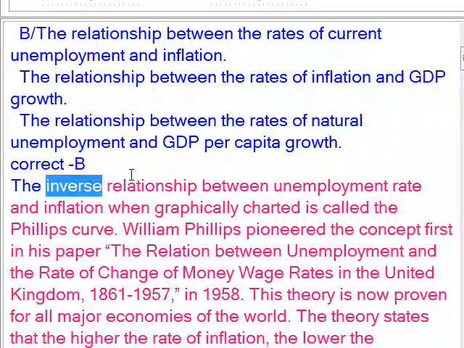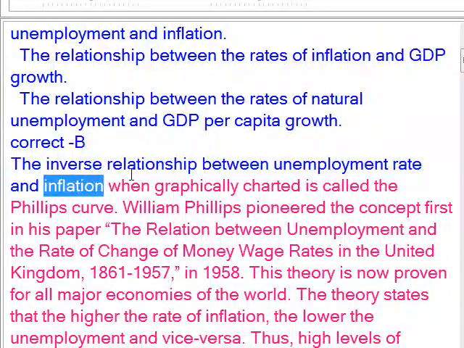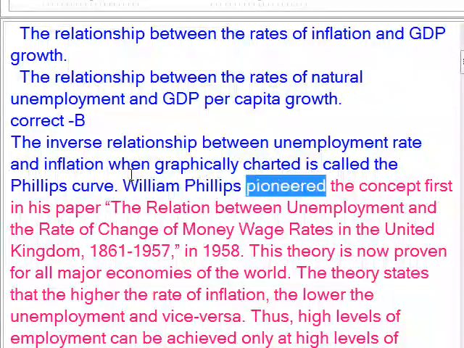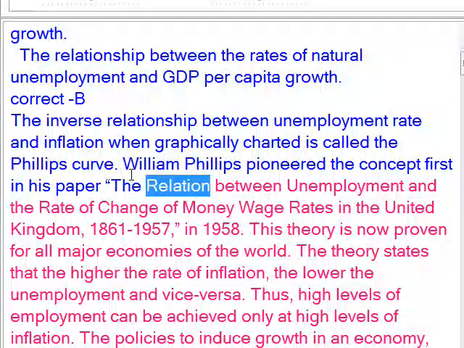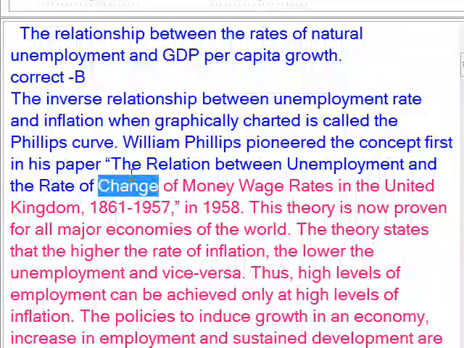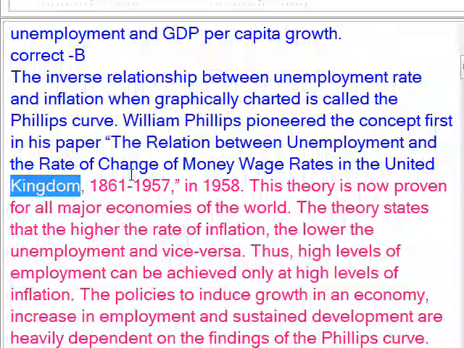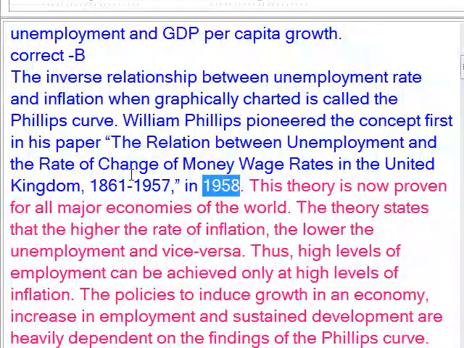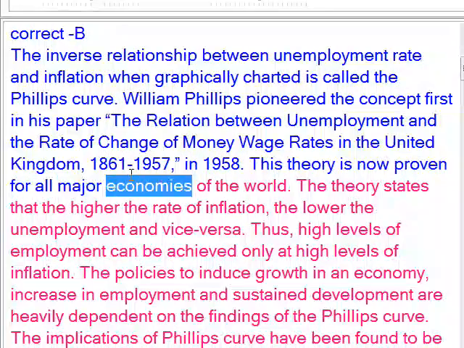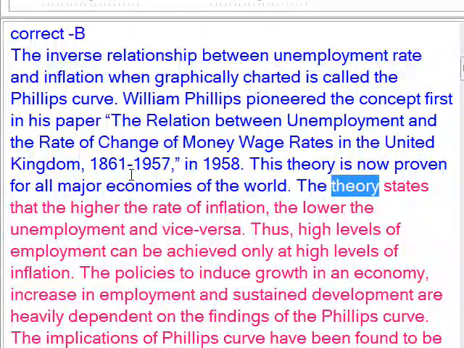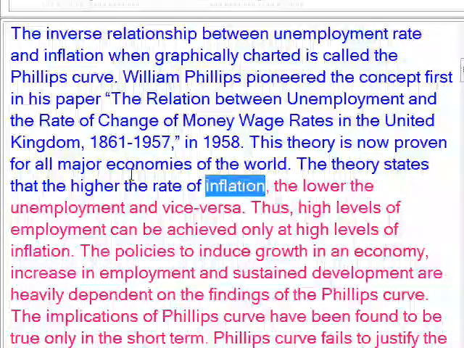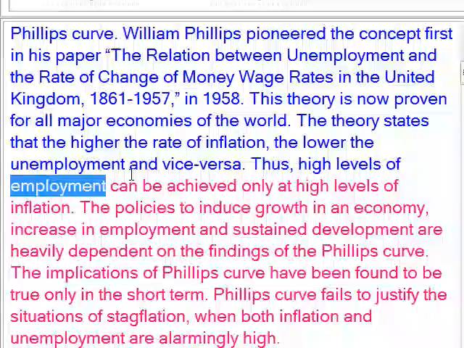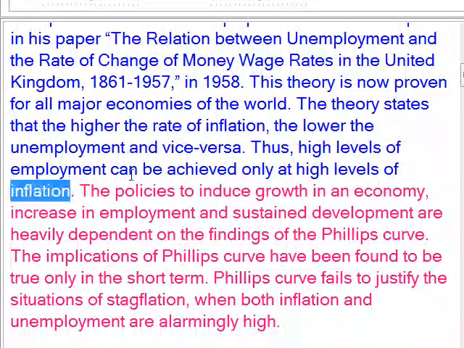Correct: B. The inverse relationship between unemployment rate and inflation when graphically charted is called the Phillips curve. William Phillips pioneered the concept first in his paper The Relation Between Unemployment and the Rate of Change of Money Wage Rates in the United Kingdom, 1861 to 1957, in 1958. This theory is now proven for all major economies of the world. The theory states that the higher the rate of inflation, the lower the unemployment and vice versa. Thus, high levels of employment can be achieved only at high levels of inflation.